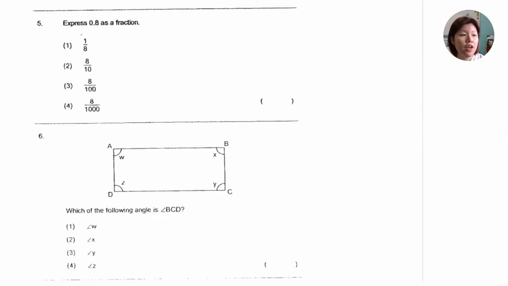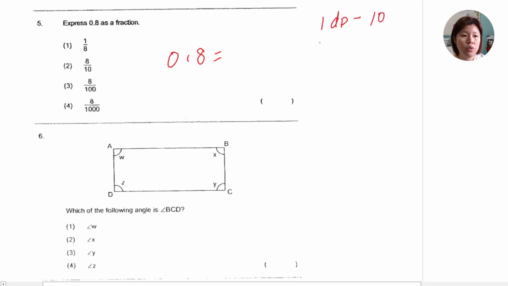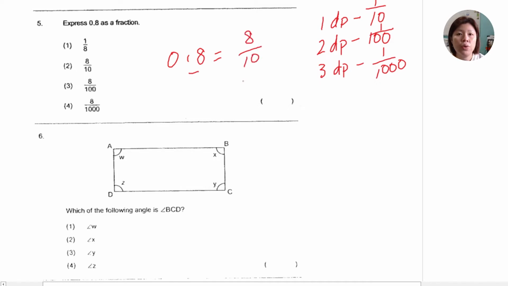Okay, next question 5. Express 0.8 as a fraction. Okay, 0.8 is 1 decimal place. So 1 decimal place, changed to fraction, is actually over 10. So to recall, 1 decimal place is over 10. If you have 2 decimal places, it's over 100. And 3 decimal places is over 1,000. Okay, so 0.8 is 1 decimal place, so it's 8 over 10. So we have the answer, which is number 2. Okay, so let's move on.